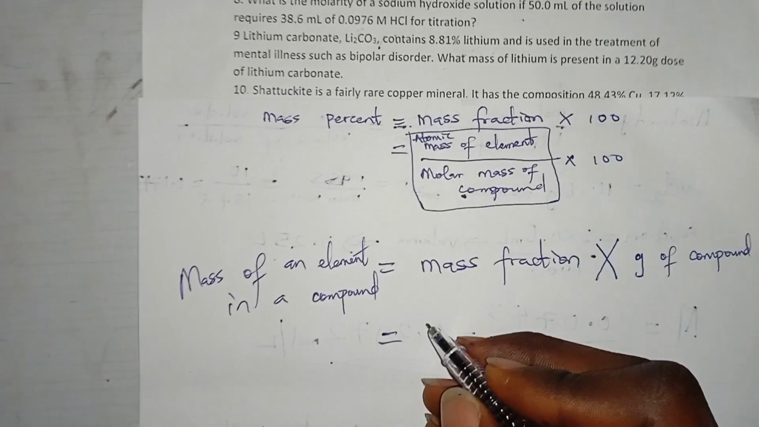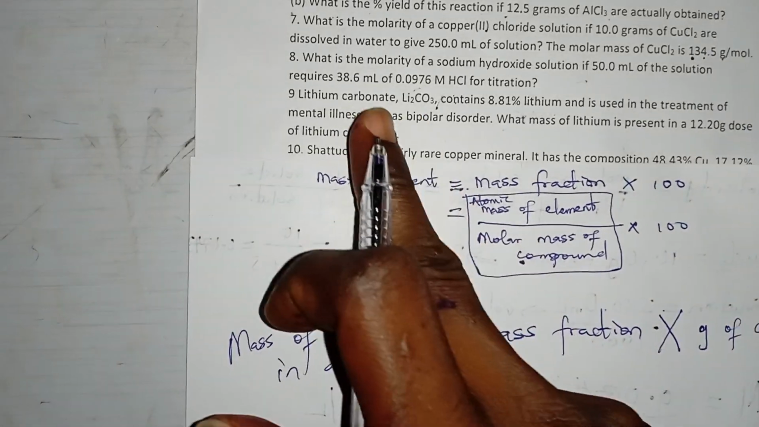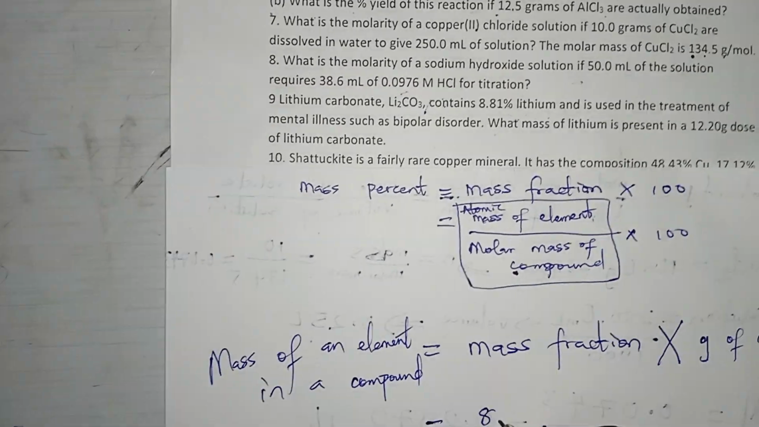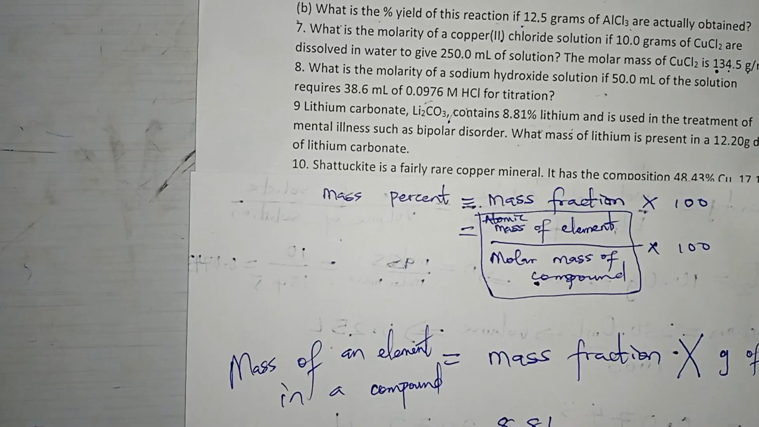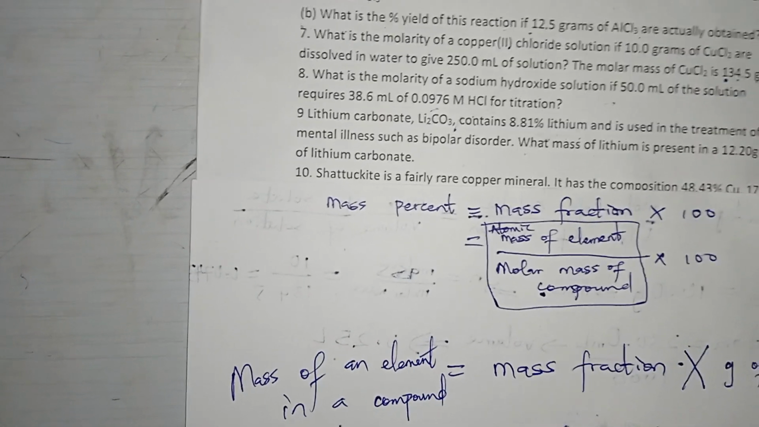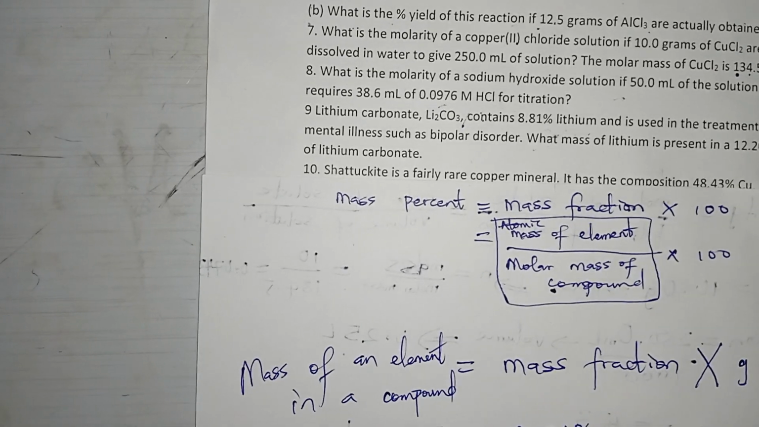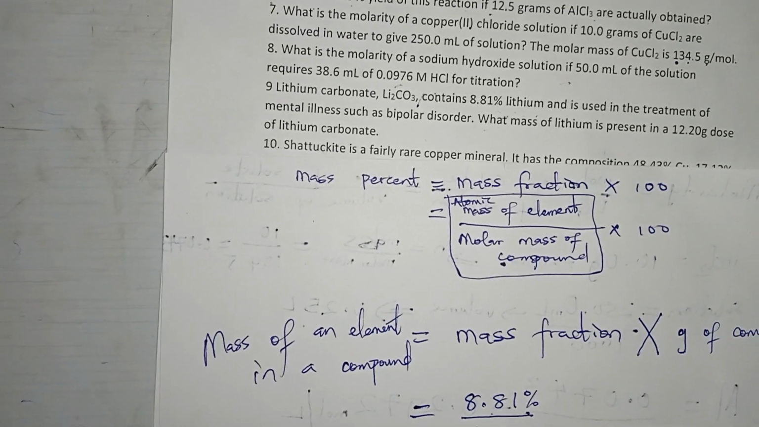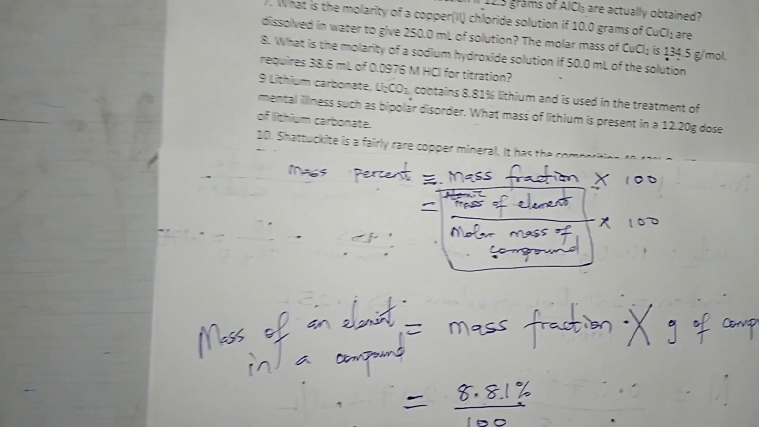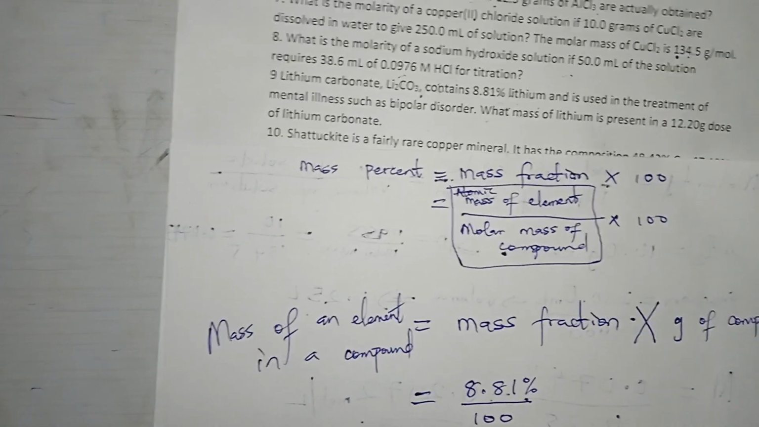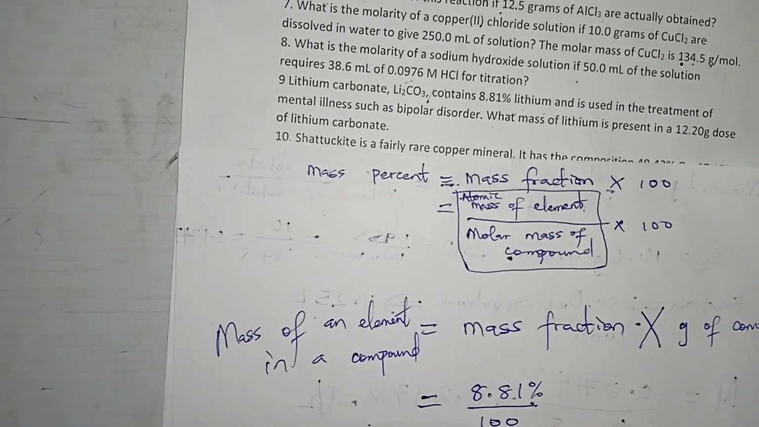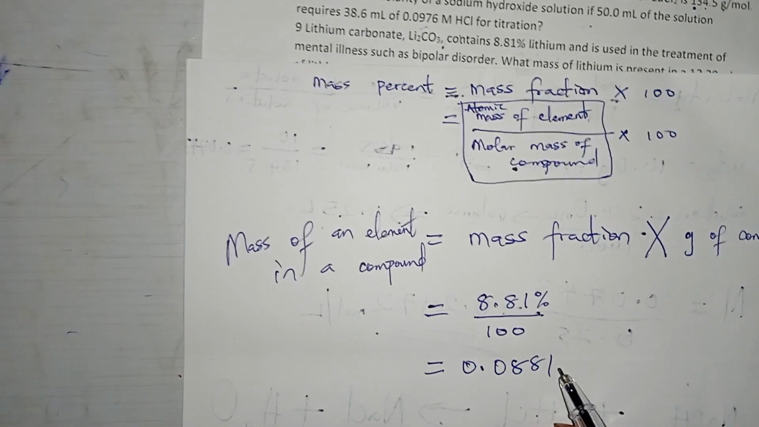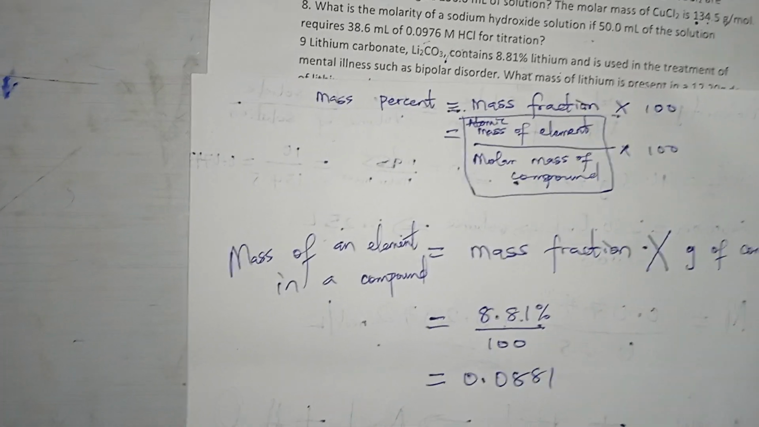So if that be the case, notice that this question gave us 8.81%. Since it gave us 8.81%, this is mass percent, not mass fraction. To remove the percentage, we simply divide this by 100. So 8.81 divided by 100, you have 0.0881. This is the mass fraction that they got actually, before timesing it by 100 to get the mass percentage.